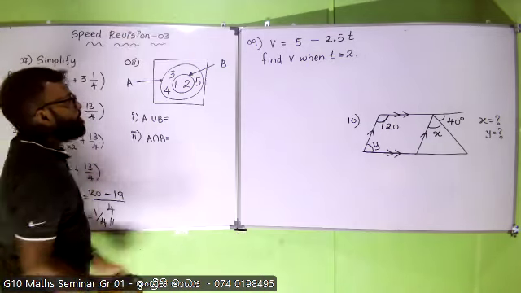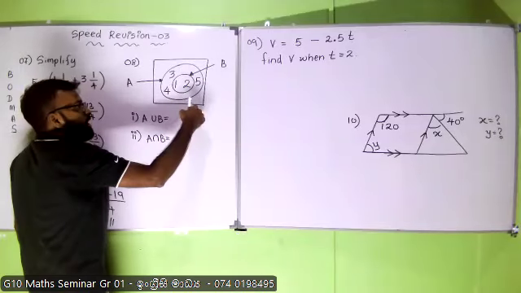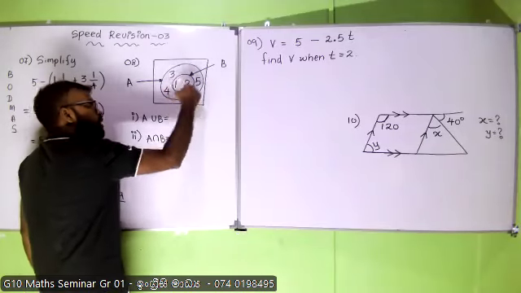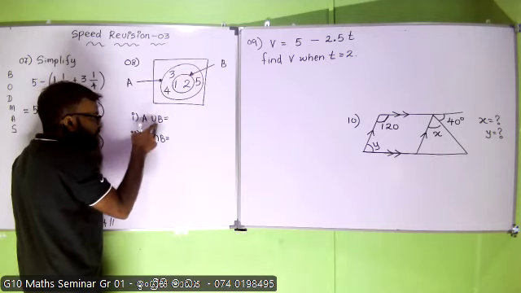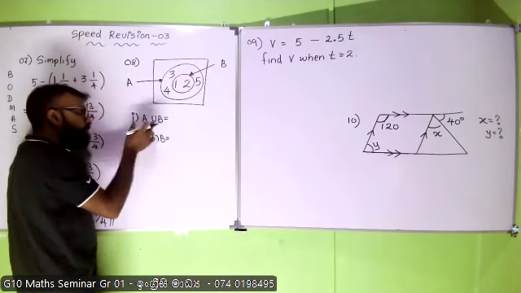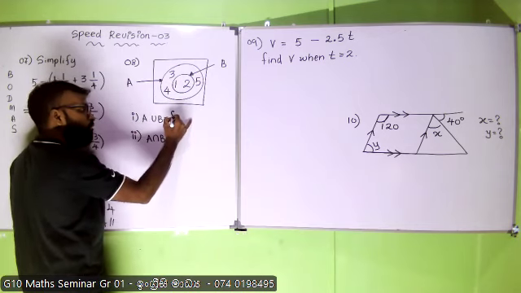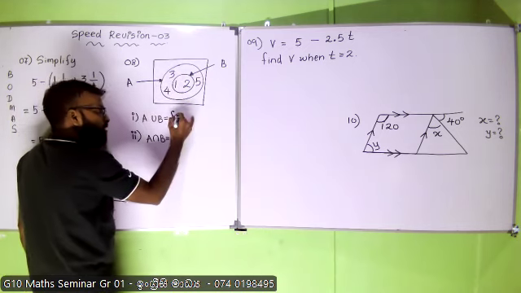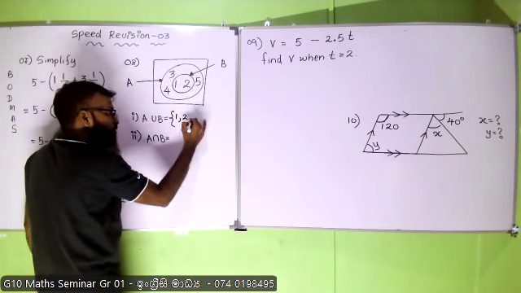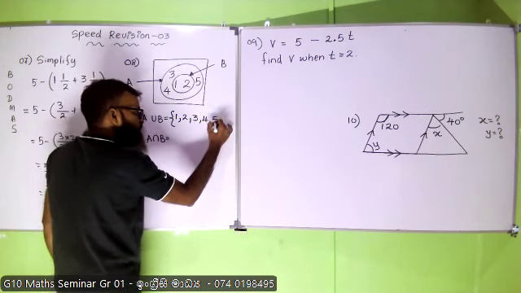Sets. This big ellipse is A, the small ellipse is B. They are asking A union B: all the elements belonging to A and B. All the elements, so you can open a curly bracket: 1, 2, 3, 4, 5.